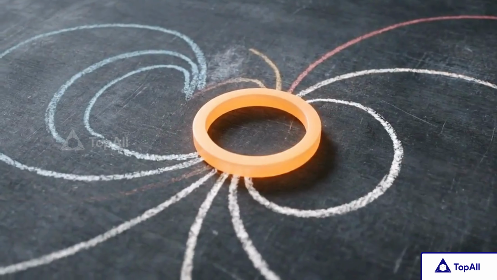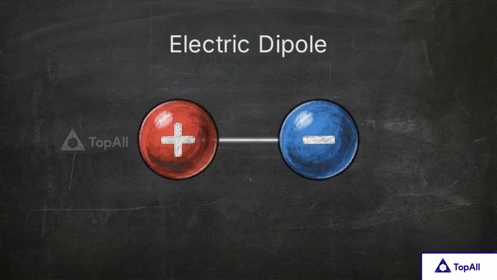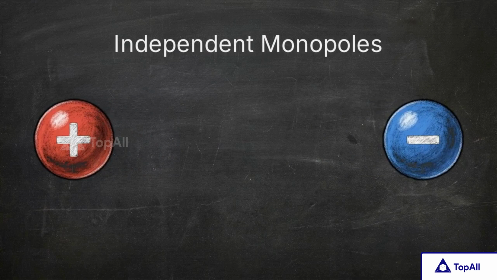for electrostatics. While the math between the electric dipole and the magnetic loop is perfectly aligned, the physical reality is not. An electric dipole is composed of two independent units. The positive and negative charges can be physically separated into stable individual particles.